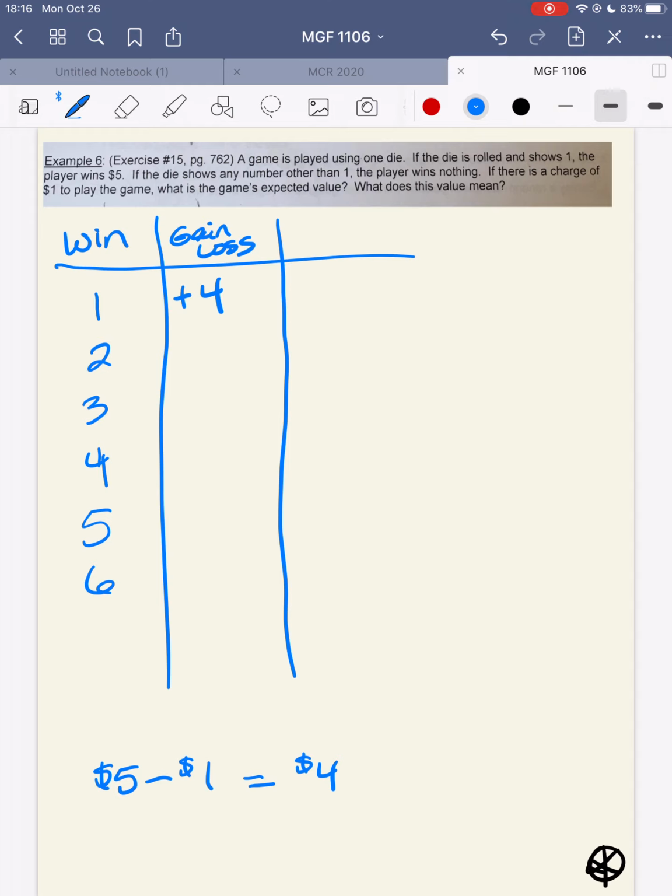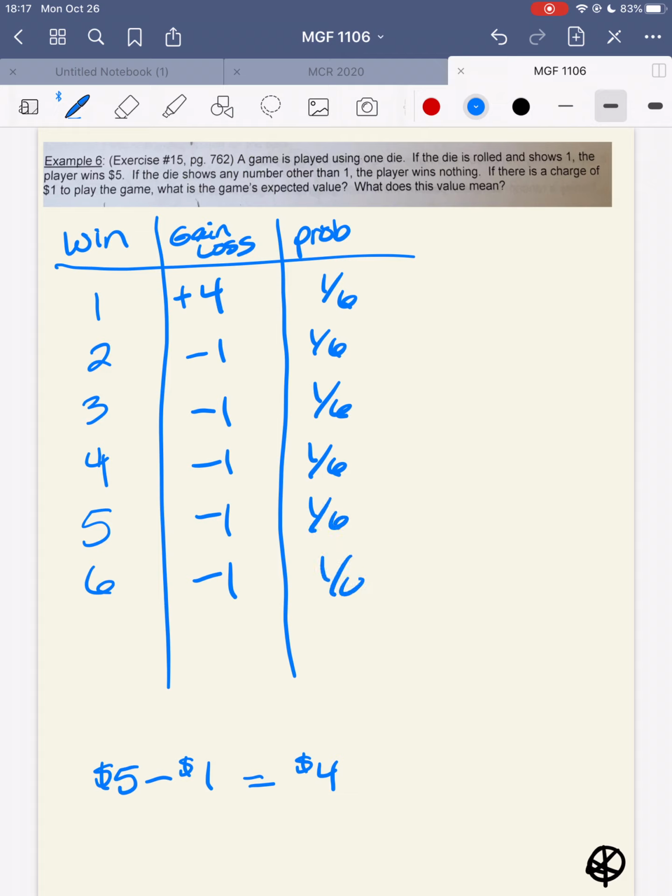I had to use $1 to play. If I roll anything other than that, I win nothing, but I still lose the $1 that I had to pay to play. So any other number, I lose my $1 that I paid to play. My probability for all of these, because it's one die, is 1 over 6. So I have an equal chance for each one of them.